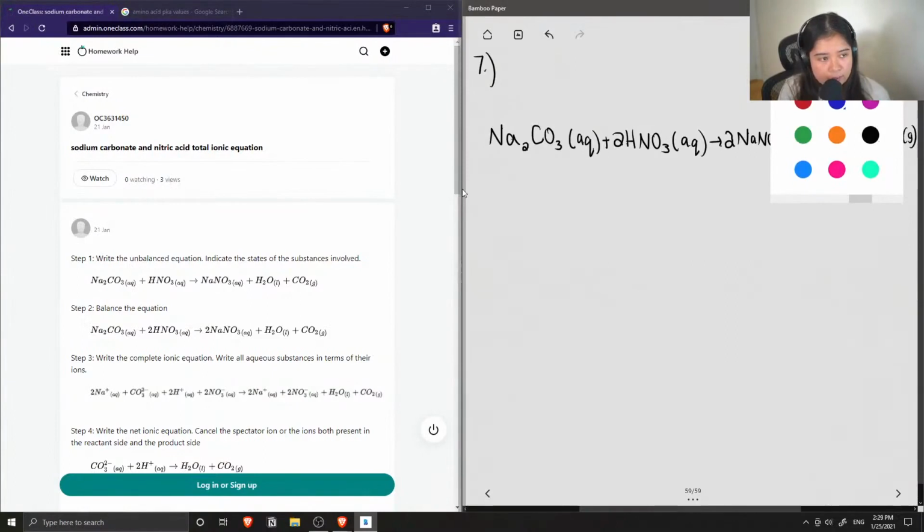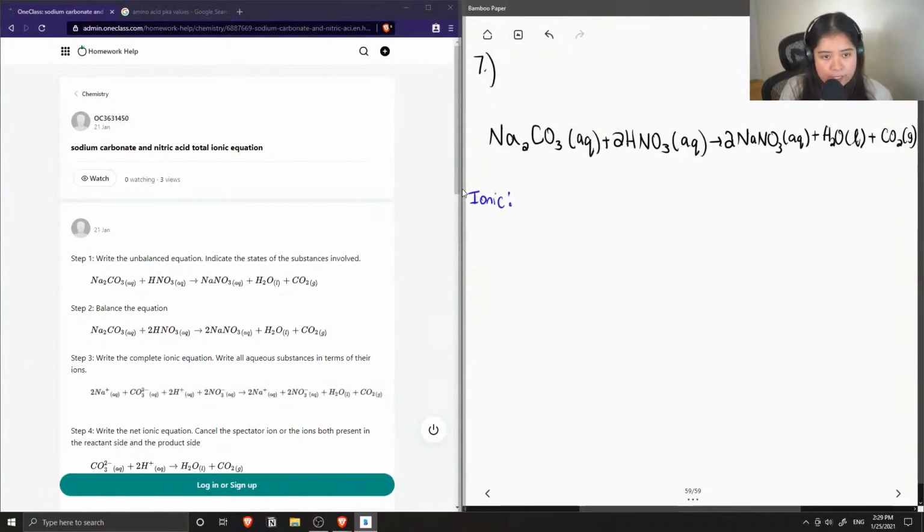So now we just need to write out the ionic equation. And pretty much everything that is in its aqueous form will be separated into its ions. So when sodium carbonate is separated into its ions, we get two sodium plus ions and one carbonate ion that has a 2 minus charge. And with nitric acid, we get two protons and two nitrate ions.